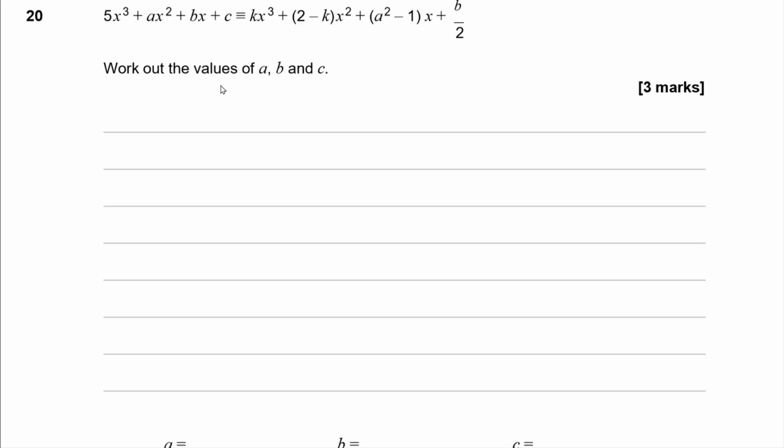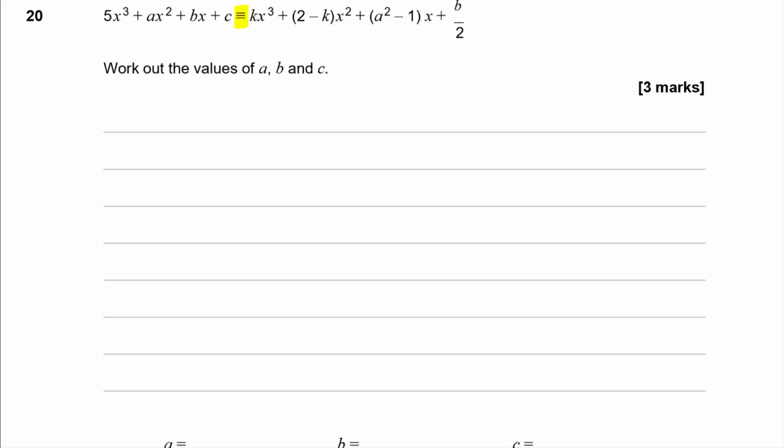20. Oh, this looks fun. 5x cubed plus ax squared plus bx plus c is identical to kx cubed plus 2 minus k lots of x squared plus a squared minus 1 lots of x plus b over 2. All you need to do is work out the values of a, b and c. Now this is an identity. You can tell it's an identity because of these 3 stripes in the middle, or not 2.